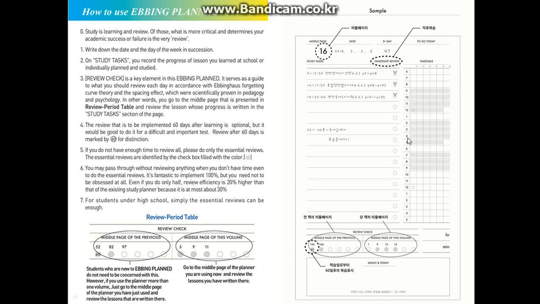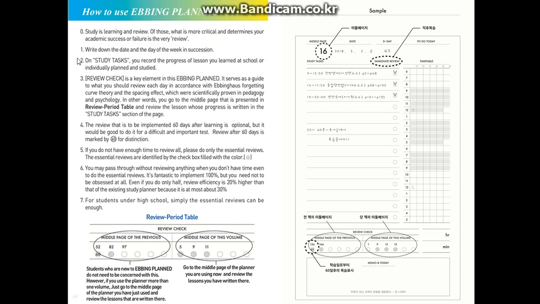Before I show you simple demonstrations, I'll read you the manual one by one. Number 0. Study is running and review. Of those, what is more critical and determines your academic success or failure is the very review. And the next is the procedure of the use.